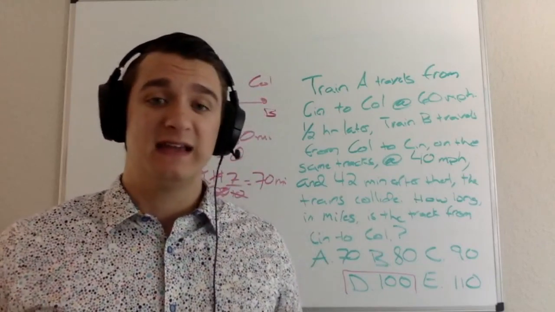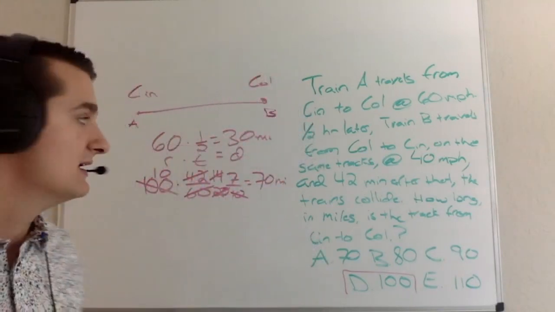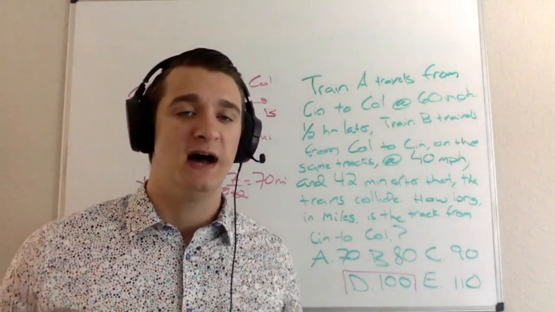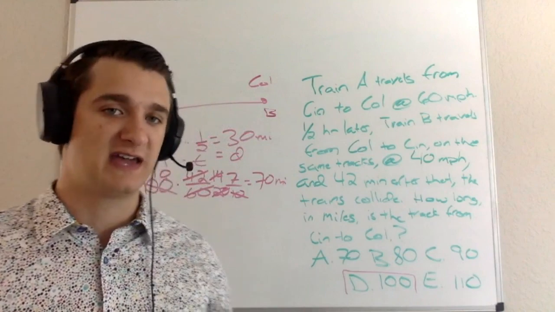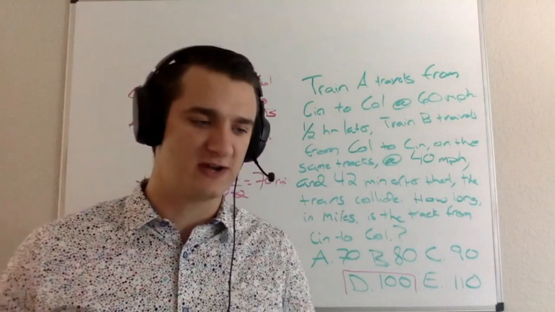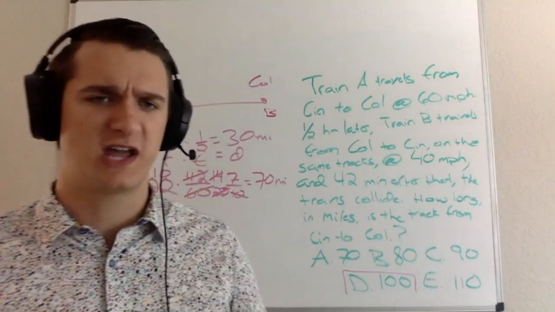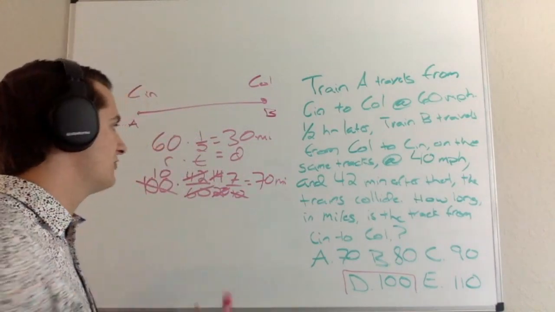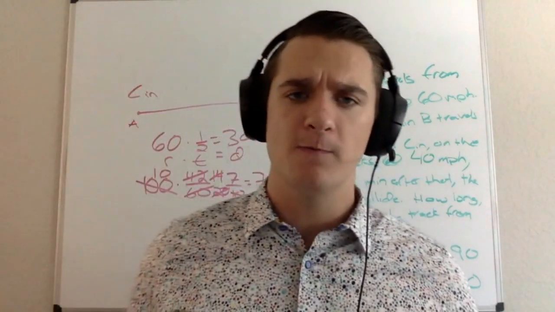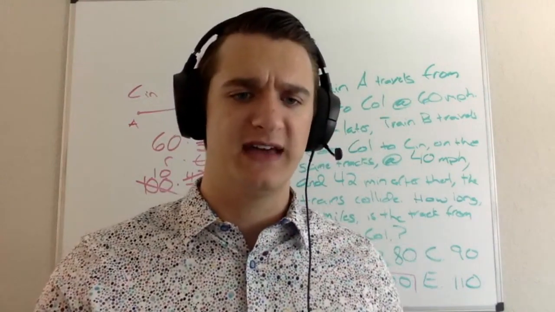But the second key takeaway here on this one is that when I have both trains traveling towards each other at the same time, I'm going to want to add those two rates together. Again, I didn't do that initially because it was kind of like a head start, like what we saw a couple questions ago. But after I have that head start and they're traveling together, I'm just going to add those two rates. So that's how we are going to handle a question about trains colliding or something of that sort.